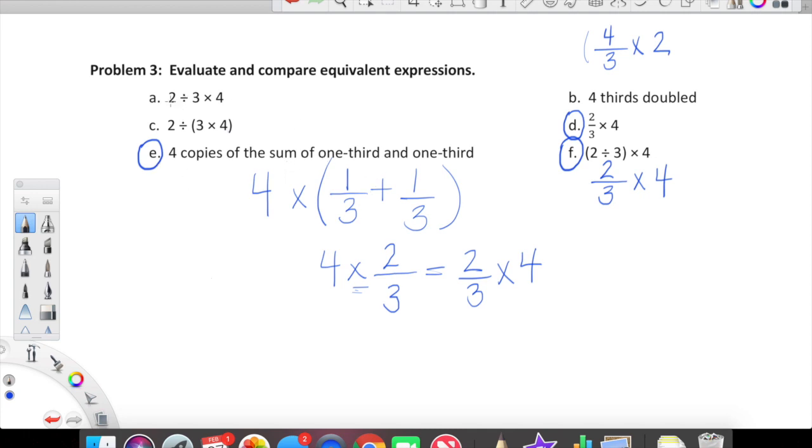And then we have 2 divided by 3 times 4. 2 divided by 3, my friends, you guys know can be rewritten like this: 2/3 times 4. Okay, so we have another one that looks exactly the same. I'm now looking at C and B.